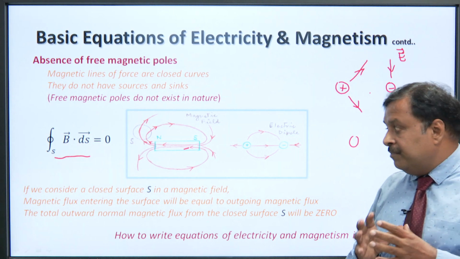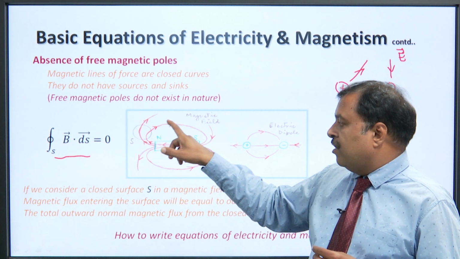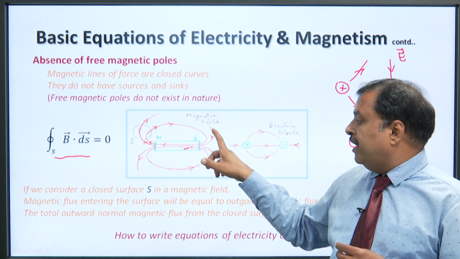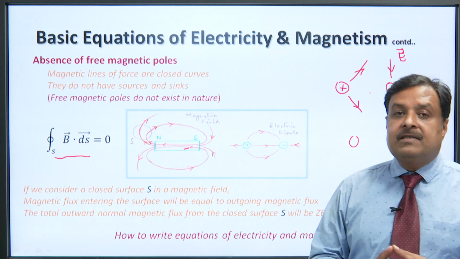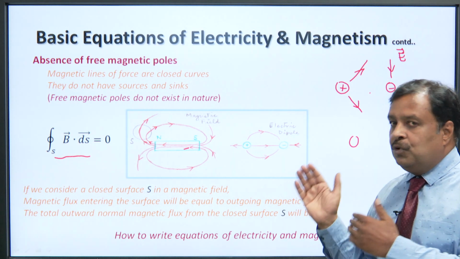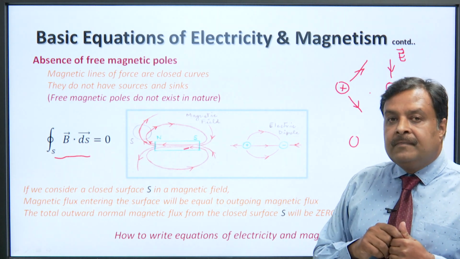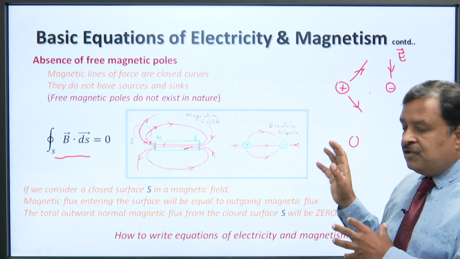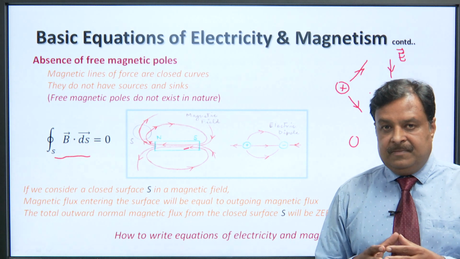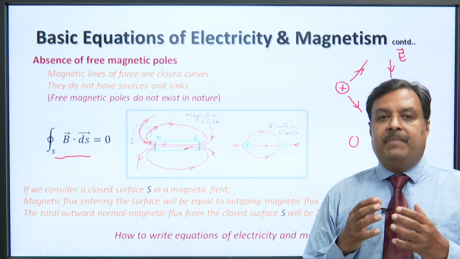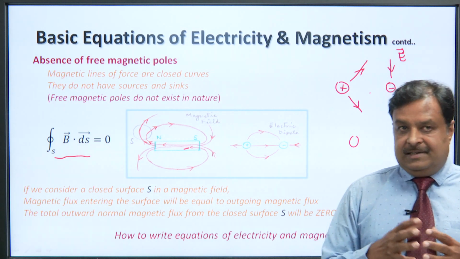But in case of magnetic field, the magnetic line of force does not start from the north pole and end at the south pole. The magnetic field inside the magnet is from south pole to north pole. Magnetic field line is a closed curve. So, in case of electricity, you have free electric charges, but in case of magnetism, you do not have free magnetic charges.